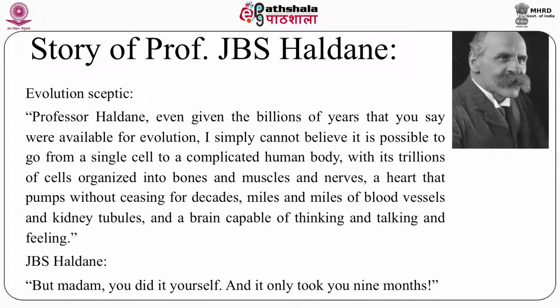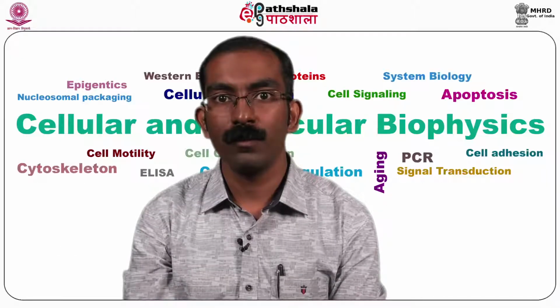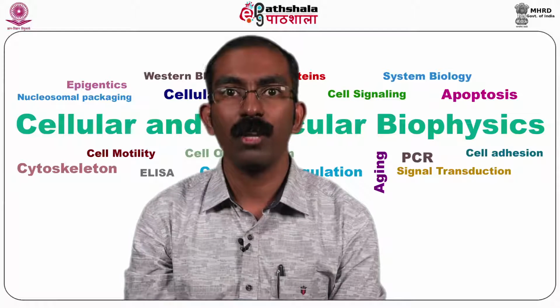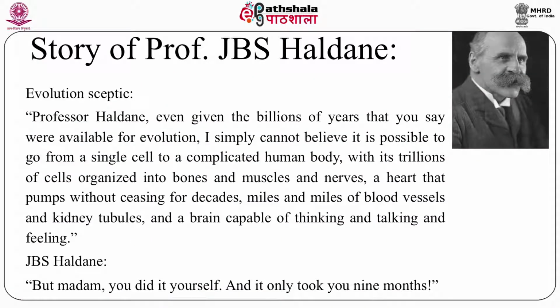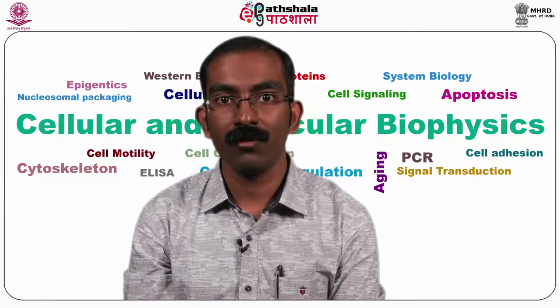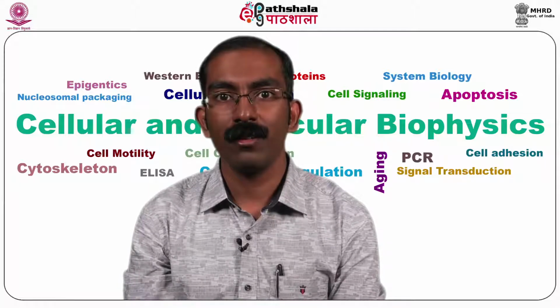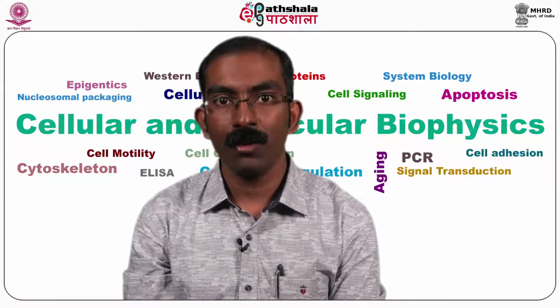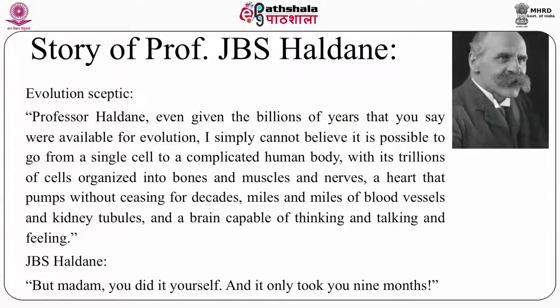Professor Haldane, even given the billions of years that you say were available for evolution, I cannot simply believe it is possible to go from a single cell to a complicated human body with its trillions of cells that are organized into bones and muscles and nerves, a heart that pumps without ceasing for decades, and miles of blood vessels and kidney tubules, and a brain capable of thinking and talking and feeling. The reply to this question by Professor Haldane was too simple. He said, "But ma'am, you did it yourself and it took only 9 months for you."